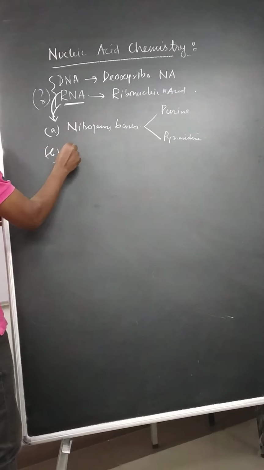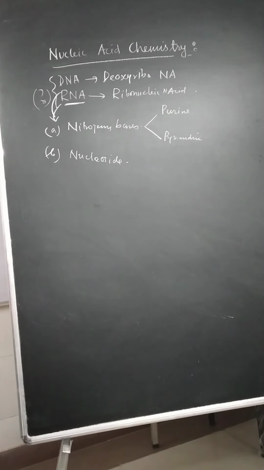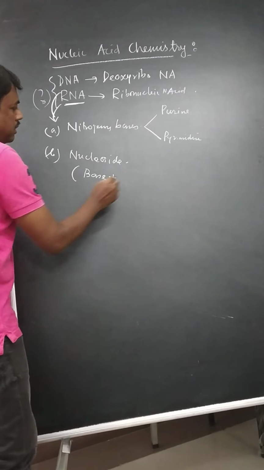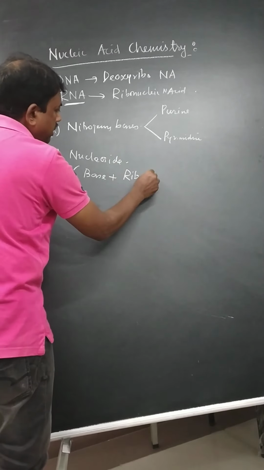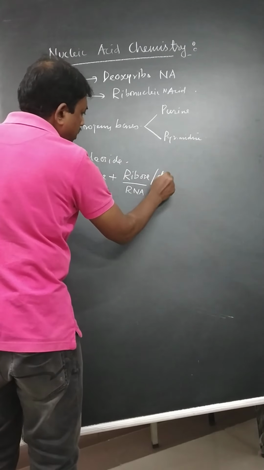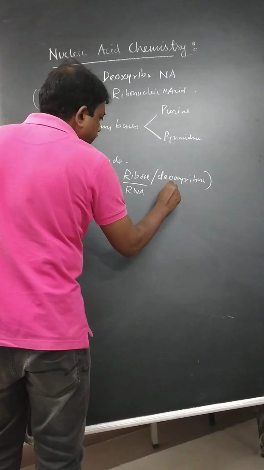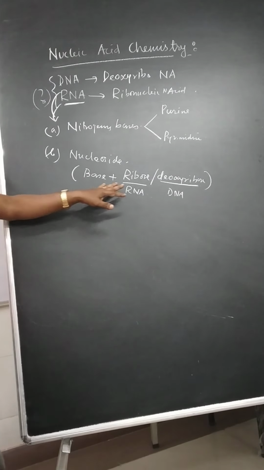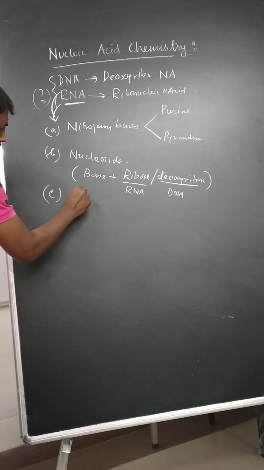Second is, what is nucleoside? Nucleoside means nitrogenous base plus ribose. Ribose means a pentose sugar, ribose in the RNA or deoxyribose in the DNA. So base plus ribose or deoxyribose is known as the nucleoside, and third is the nucleotide.